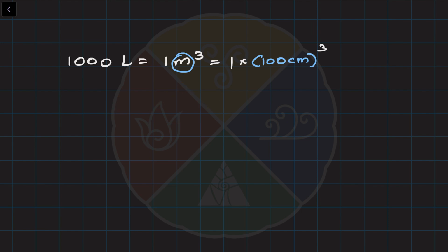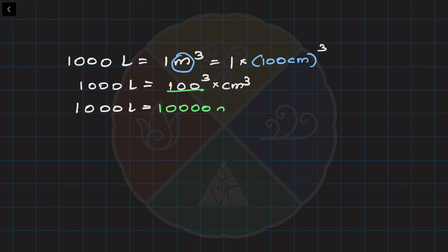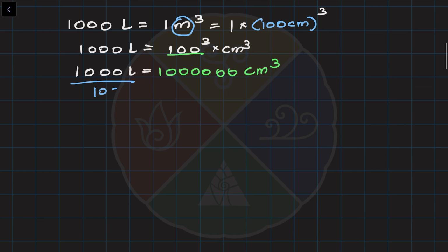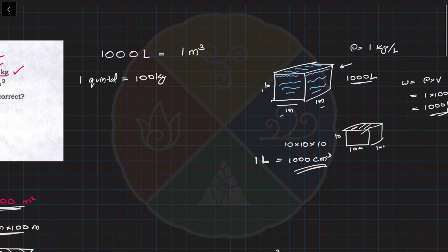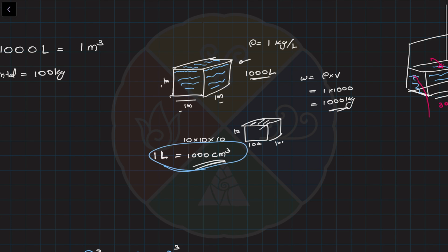So what does that mean? It means 1,000 liters is equal to 100 cube into centimeter cube, or 1,000 liters is equal to 1, 2, 3, 4, 5, 6, that is 10 raised to 6 centimeter cube. Now if you divide both the sides by 1,000, three zeros cancel and you will get 1 liter is equal to 1,000 centimeter cube. See, this is the exact same thing which I told you before.